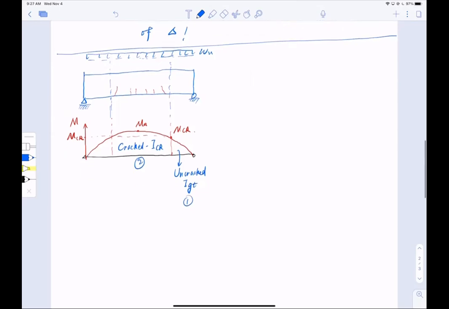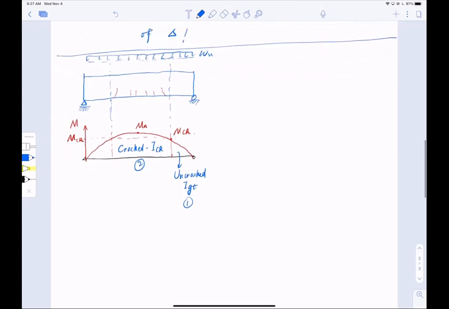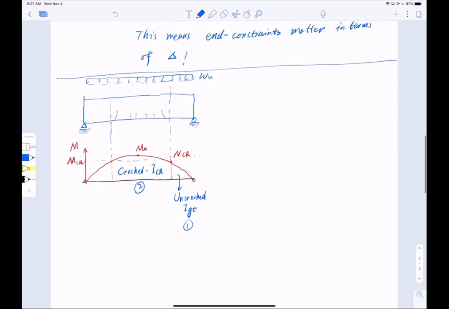So what we're going to do is convert the two sections. If we treat the section to be the same across the span, that means let's use an effective moment of inertia, called the effective moment of inertia.